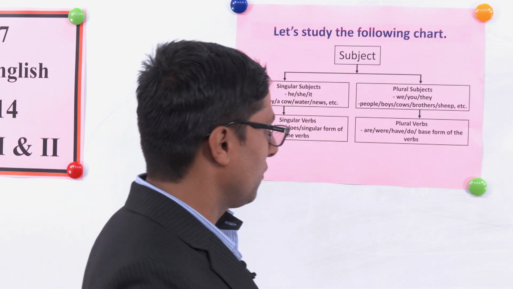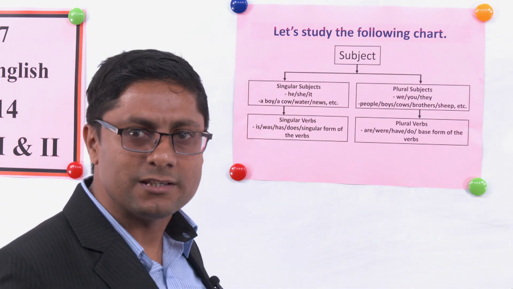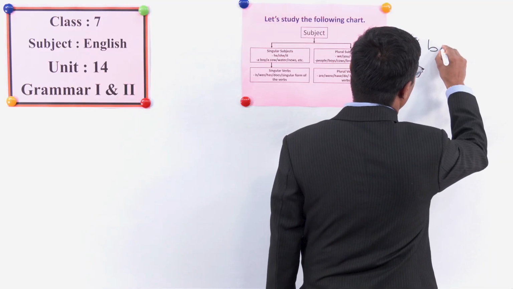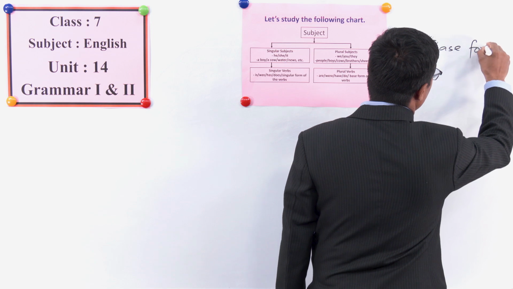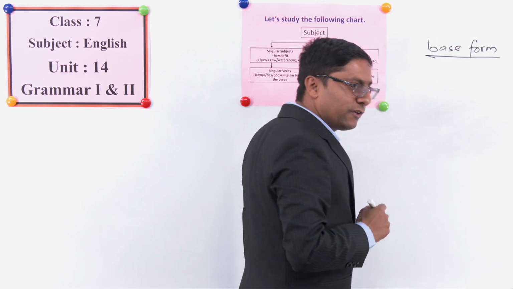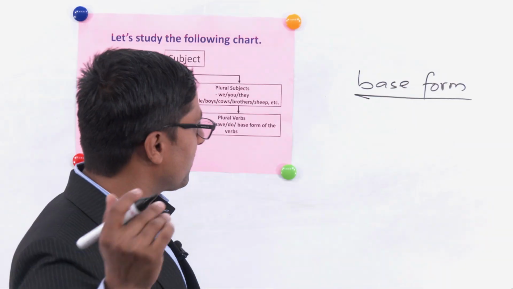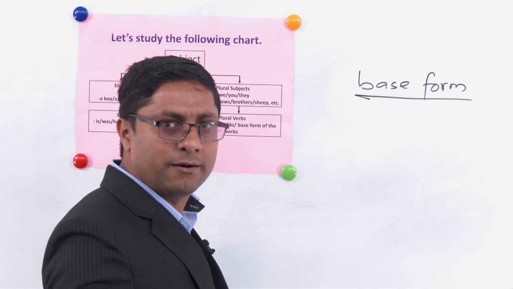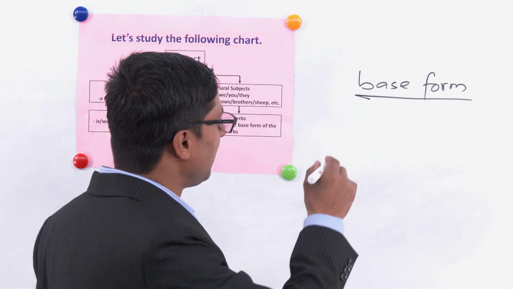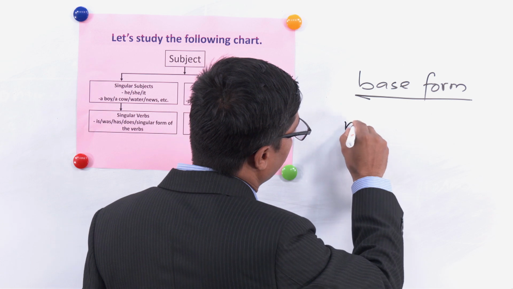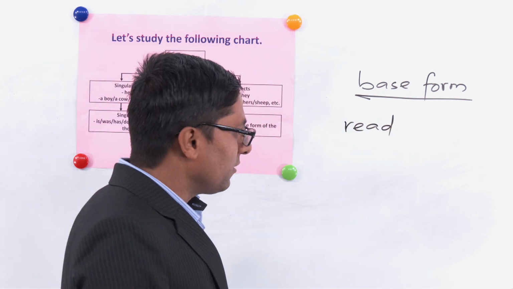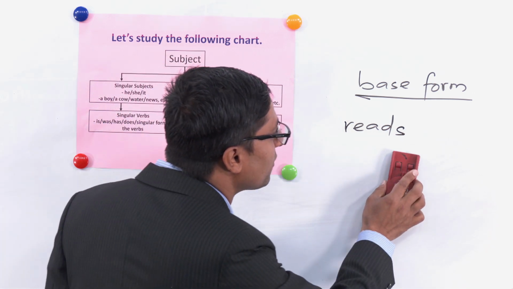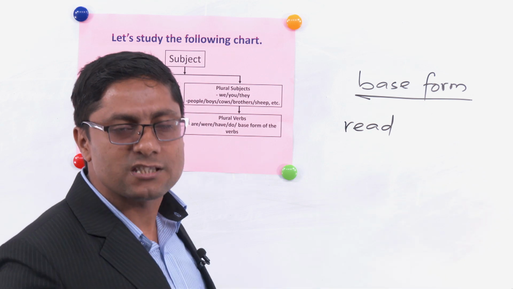So, dear students, when we say base form of the verbs, you need to understand that it is the verb without any suffixes or anything added to it. It is the infinitive form or root form of the verb. For example, let us say read. Okay, read. So, if we add s here, it becomes singular, but if we do not add it, it is a base form of the verb.